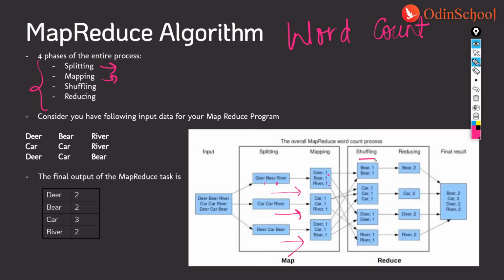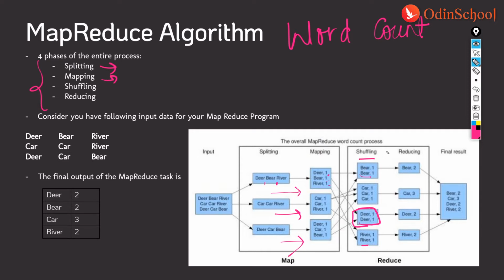Then comes the shuffling and sorting phase, which is done automatically by the framework, where different keys come together, and the same or similar keys are clubbed together along with their values, and they are sorted. Here you can see that deer appears twice, so deer is clubbed together, car is clubbed together, bear is clubbed together, river is clubbed together. Then it is sorted alphabetically based on the key. So B comes first, then C, then D, and then R.